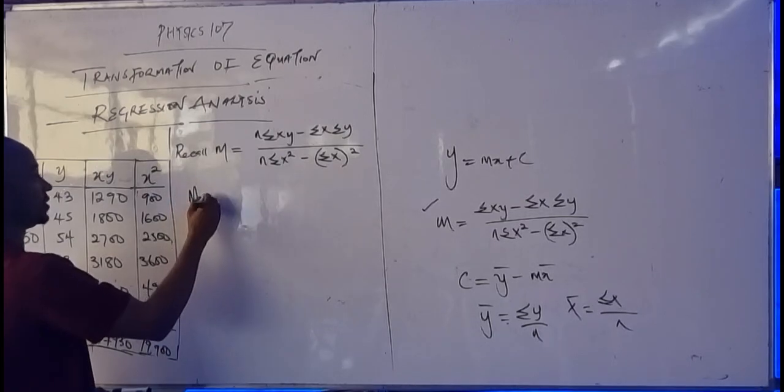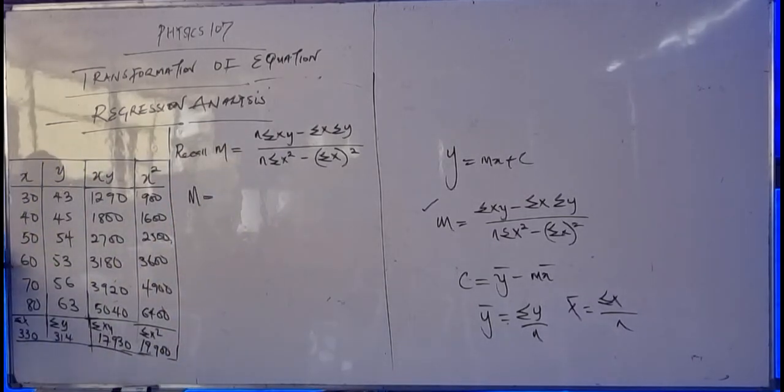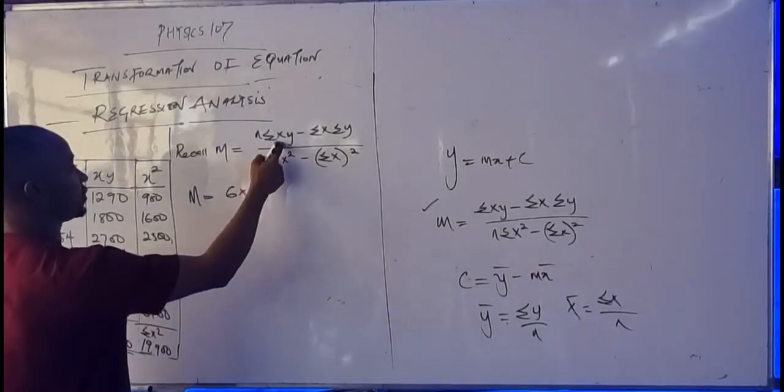So let's go. What will be our m here? What's our n? 1, 2, 3, 4, 5, 6. We have 6 experiments, is that not? So we have 6 here. 6 times the sum of xy.